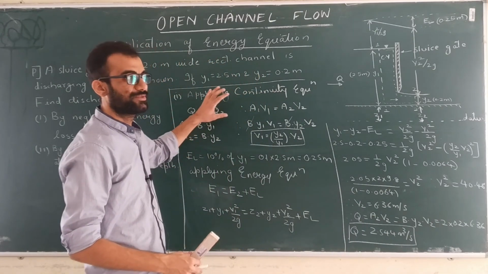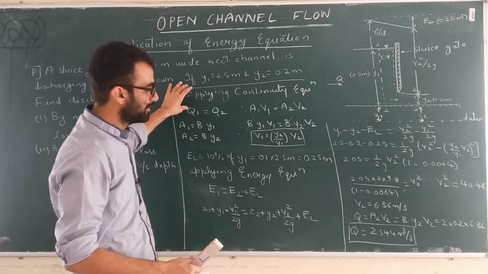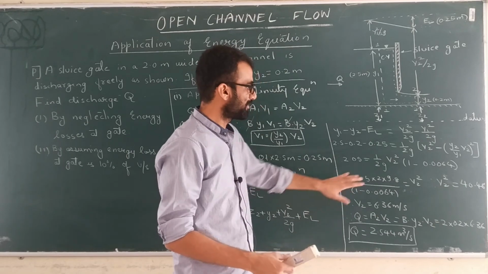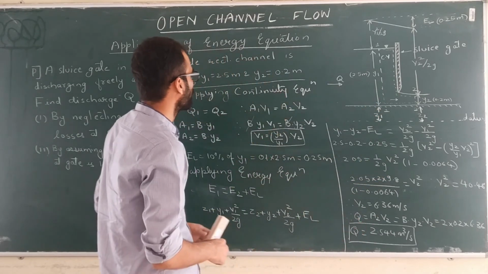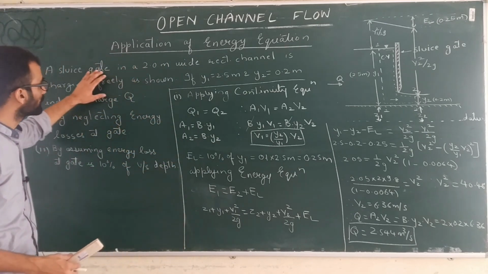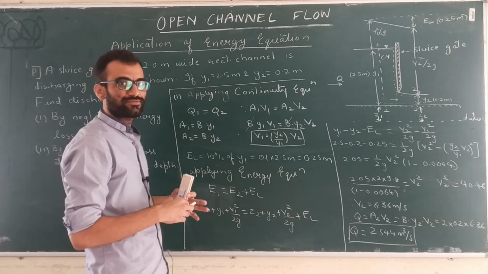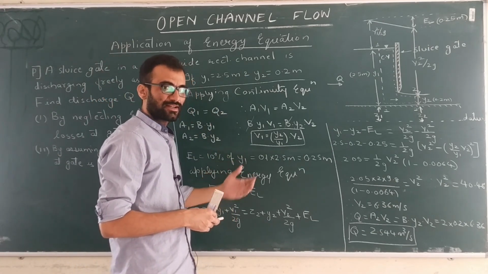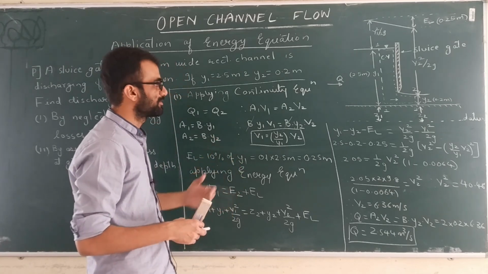So in this way, we can just apply the energy equation and get the required values. In this case, we found the average velocity, and we got the discharge. In this way we can solve problems by application of the energy equations. As the problem comes, we should be able to apply the conservation equations correctly, and we can get a lot of information about those problems and solve them.